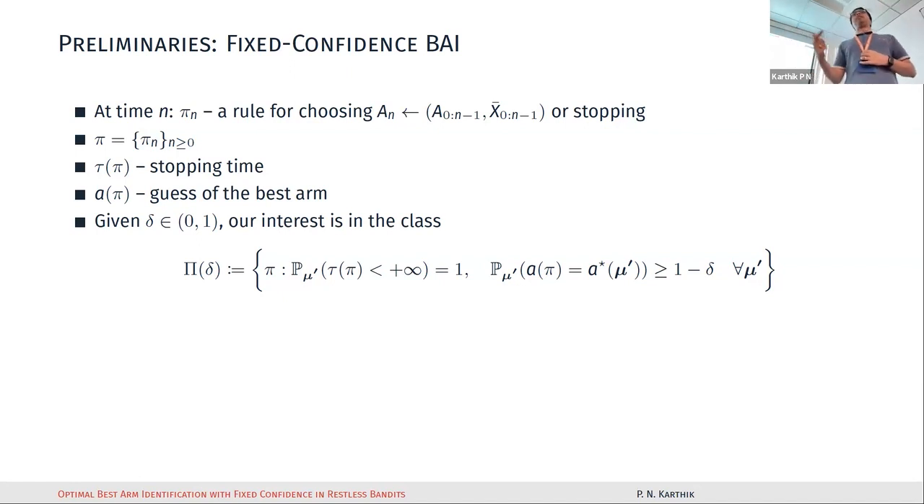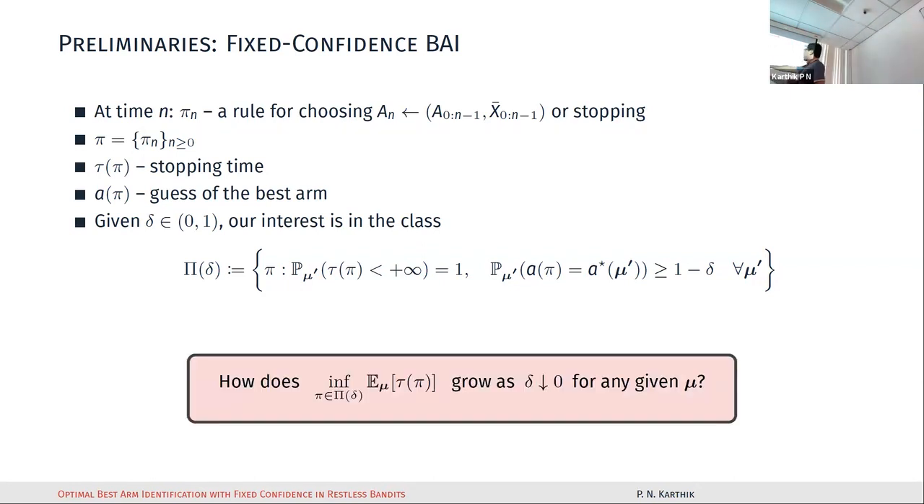This is what is called the fixed confidence best arm identification problem. Fixed confidence because delta is fixed and given to us. Now, in such fixed confidence problems, what is of interest is, okay, you stop in finite time with probability 1, but what can you say about the expected value of that stopping time? How does that expected stopping time grow as a function of delta? This is what is of interest generally. Given a mu, meaning mu1, mu2, mu3, mu4, that is fixed, for any given mu, you want to ask how that quantity grows.